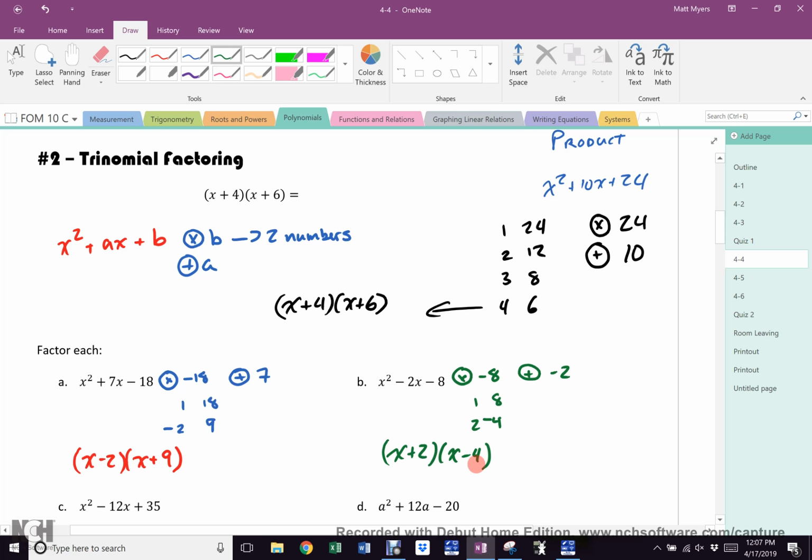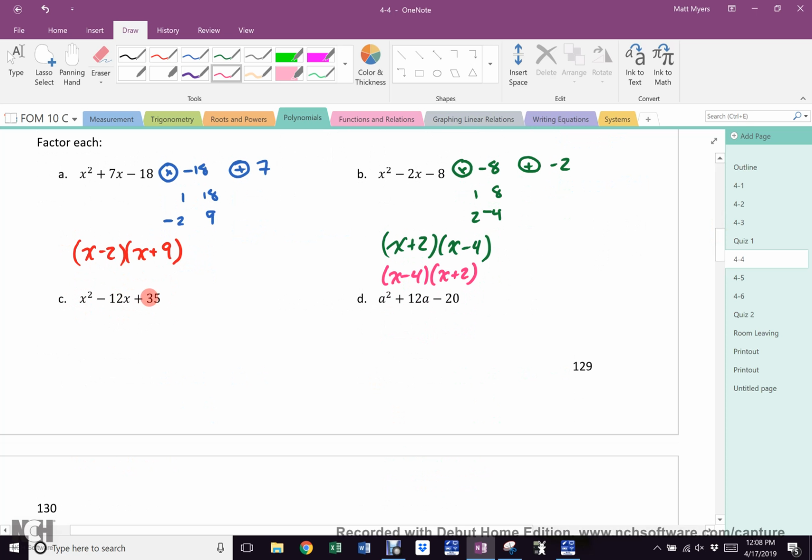Everybody understand? Now, somebody always asks, Mr. Myers, I got x minus 4 and x plus 2. Is that right? Of course it's right, because 5 times 2 is the same as 2 times 5. Nathan. You always ignore the x, because you know x times x is x squared. That's why I showed you the drawing.